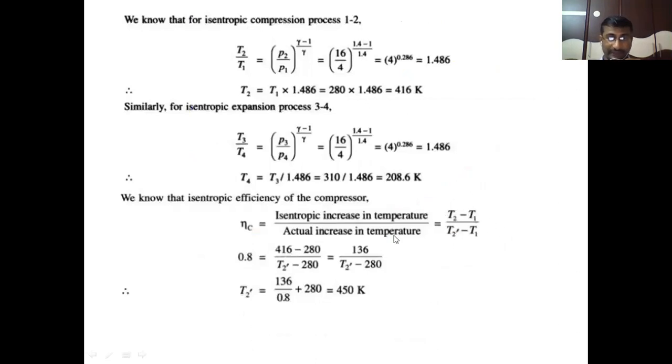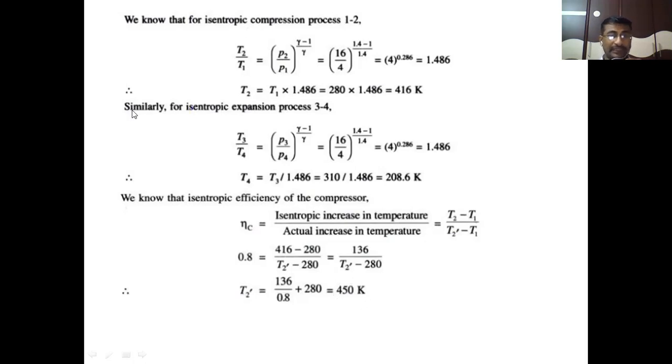From this equation, T2 is 416 kelvins, which we calculated. T1 is 280 kelvins, given in the problem. T2' we don't know, minus T1 (280), and that is equal to the compressor efficiency. From this equation, the only unknown is T2', the temperature after actual compression. From this, we can get the T2' value as 450 kelvins. So after compression, the air temperature is actually 450 kelvins.